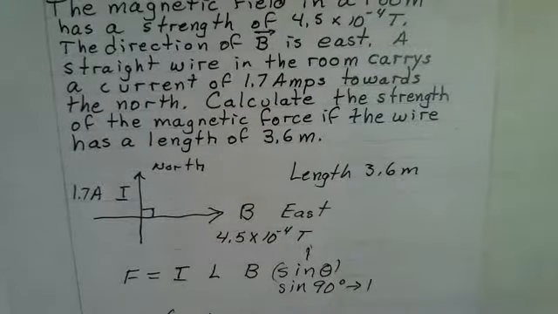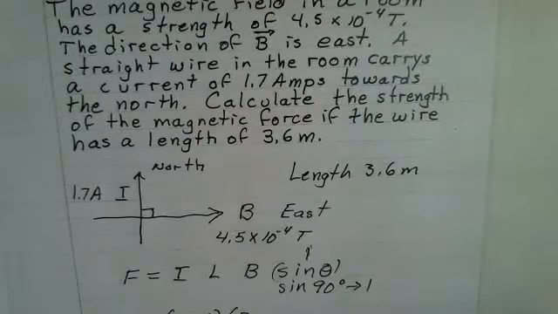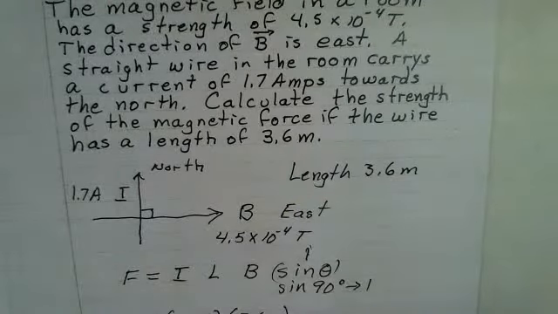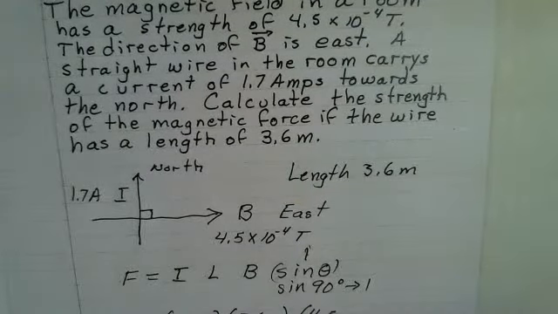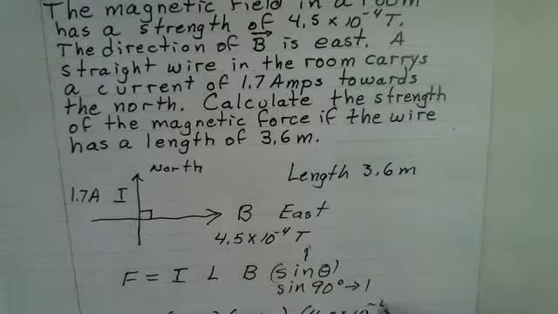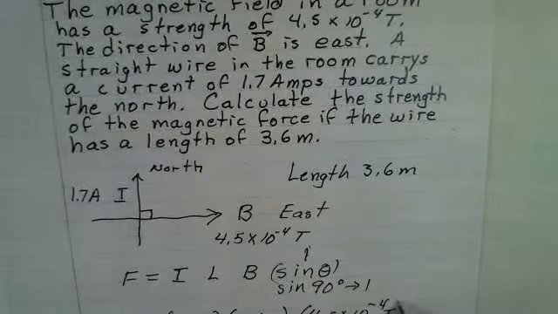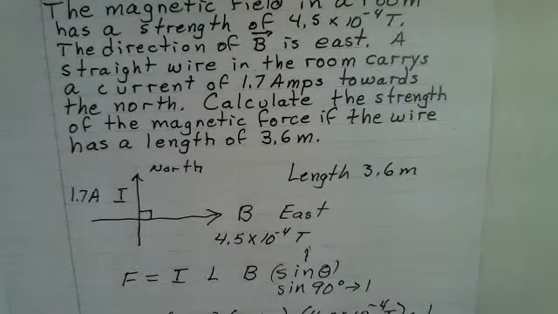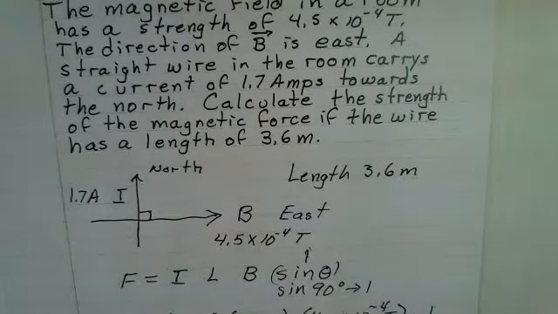1.7 amps. Our length, 3.6 meters. Don't use centimeters, use meters. And then our magnetic field, 4.5 times 10 to the minus 4 Tesla. A little bit stronger than the Earth's magnetic field. And then we'd have a factor of 1, just to remind ourselves that we're not ignoring sine of theta. It's just in this case, the sine of theta produces a factor of 1.